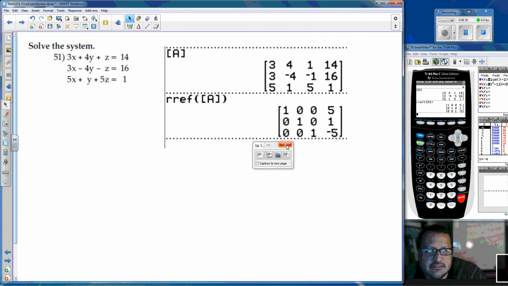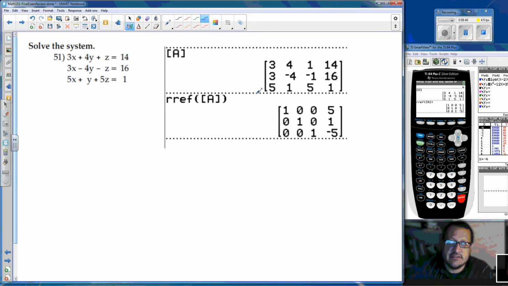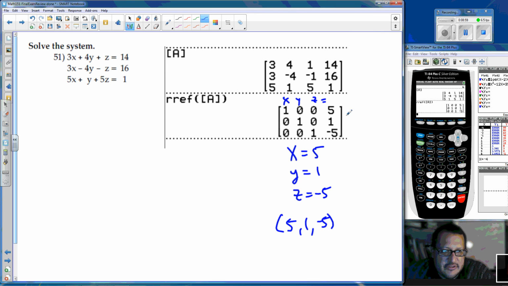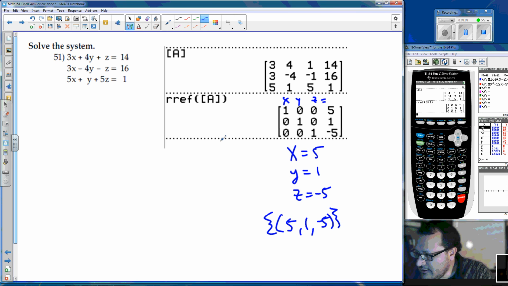Our answer here, if you convert this back into system notation, this is basically our x, y, and our z, and this is our number, equals whatever. So this is saying 1x, which is just x, equals 5, y equals 1, z equals -5, or 5, 1, -5. You could just copy down whatever's there and get the answer. So that's how easy these problems become once we have our calculators.